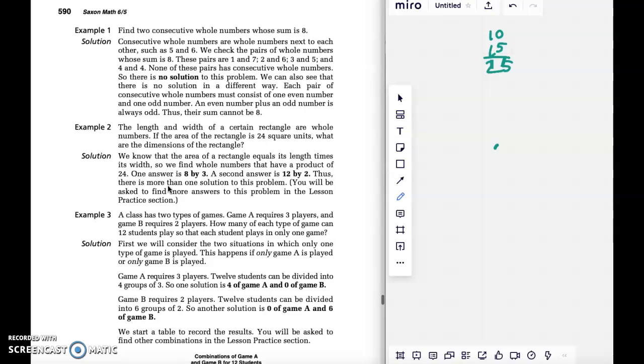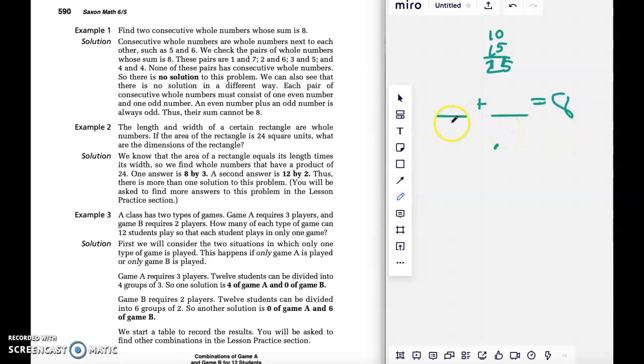These are a little wordy and definitely take some time to read and think through. So example 1 says find two consecutive whole numbers whose sum is 8. We've got to know a couple keywords here. Consecutive numbers are integers that are right next to each other on the number line, like 5 and 6, 7 and 8. And sum means we're looking for two numbers next to each other on the number line being added. That's going to get us a sum of 8.